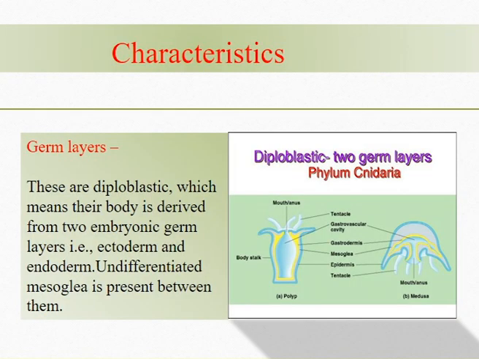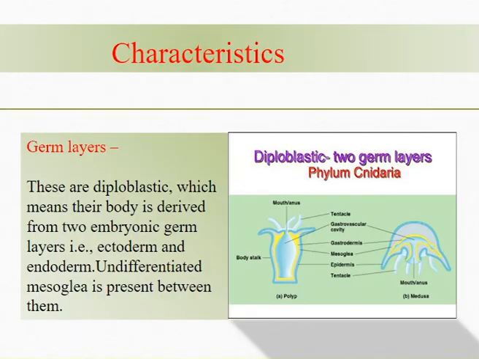When we see the germ layers of cnidarians, these are diploblastic. When we say diploblastic, it means that the body is divided into two embryonic germ layers, the ectoderm and the endoderm. So these two characteristically give the term diploblastic. In addition, we also find an undifferentiated mesoglea present in between the ectoderm and endoderm. These are acoelomate. There is no coelom present in these animals, and the central cavity is called the gastrovascular cavity.